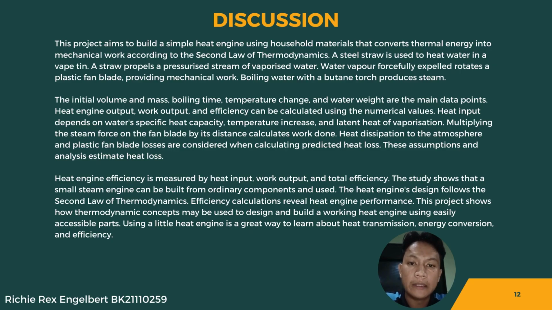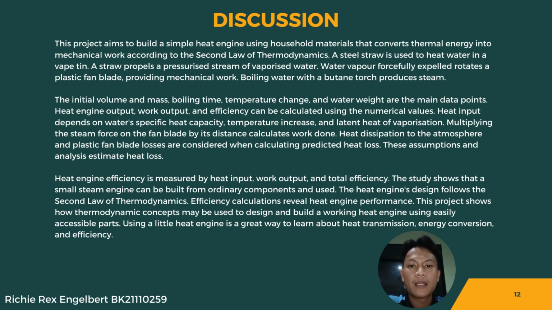We move on to the discussion and testimony or support on the innovation. For the discussion, this project is about making a basic heat engine using stuff we have at home. It turns heat energy into mechanical work following the second law of thermodynamics. We use a steel straw to heat water in the tin. The straw shoots out water vapor when you blow into it. Water vapor is forcefully expelled and makes a plastic fan blade spin. It will be doing work. Using a butane torch to boil water makes steam.